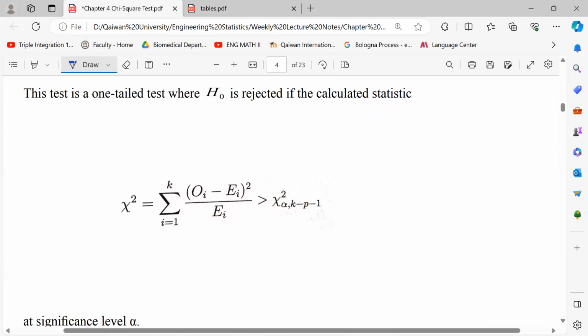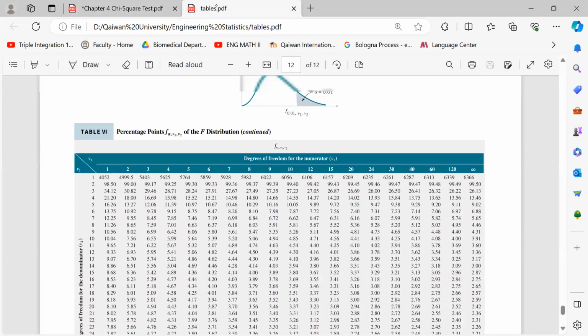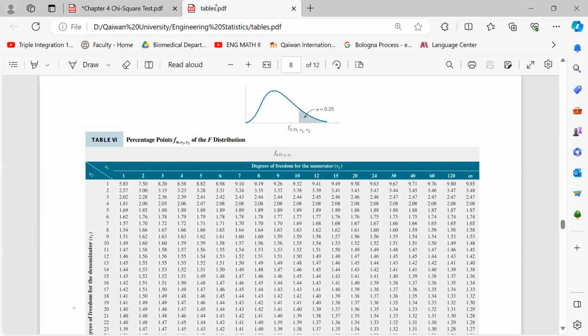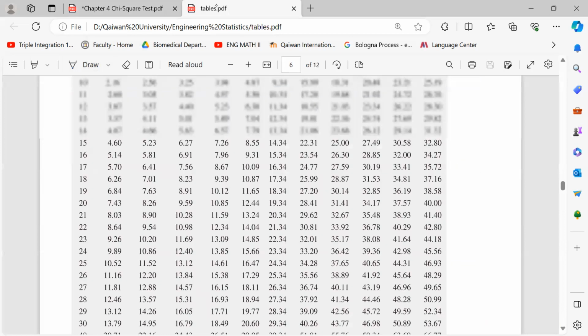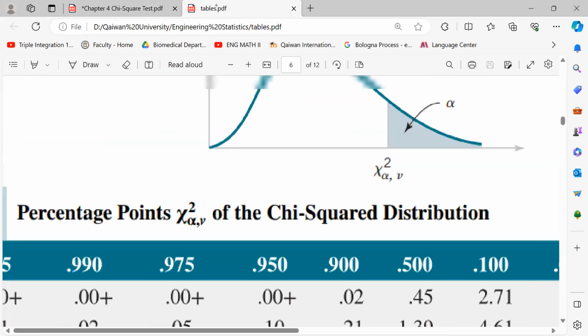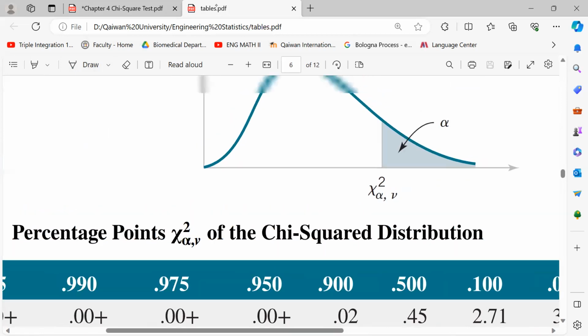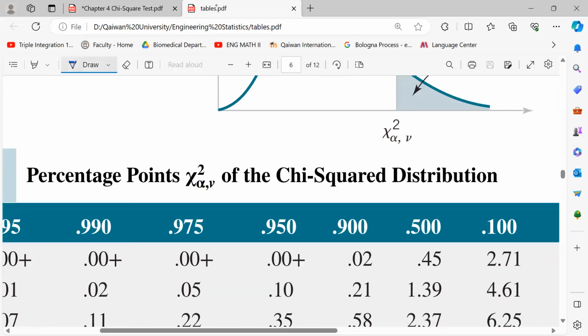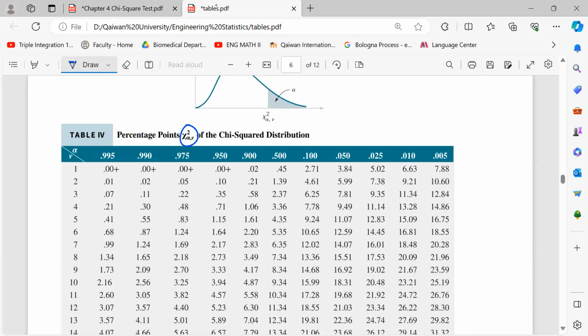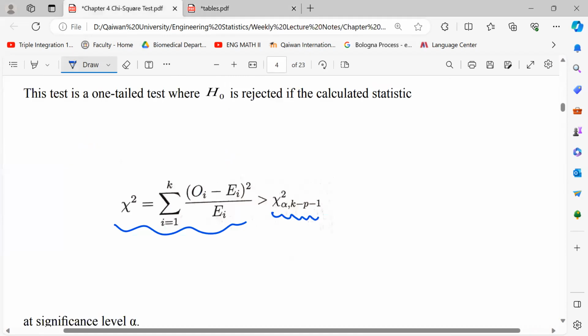Now, this is the chi-square test, and this is the chi-square that you could get from the table. Let's look for chi-square. This is T, this is chi-square. That's it. This is the chi-square table. From this table, we could get this part.